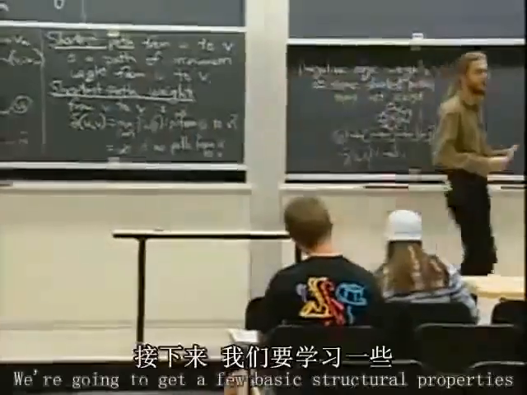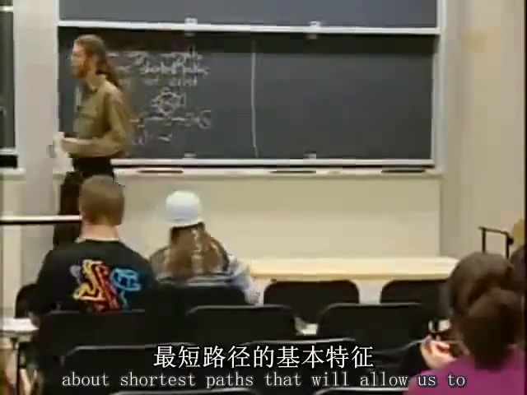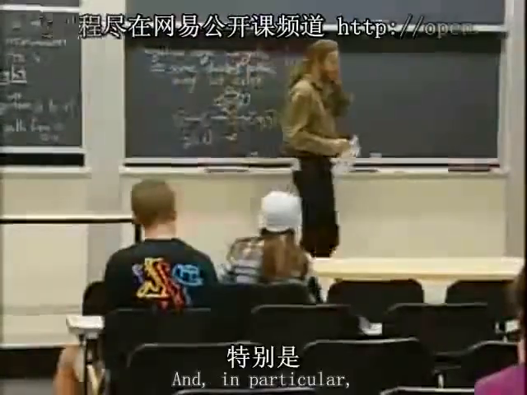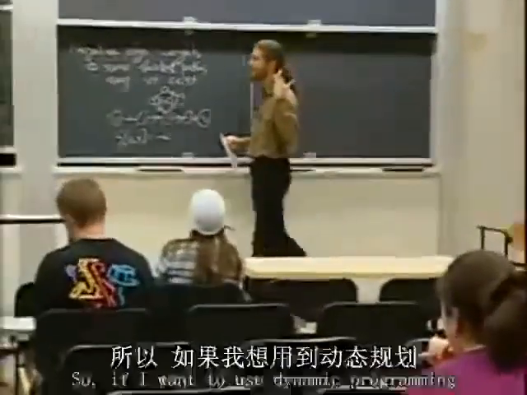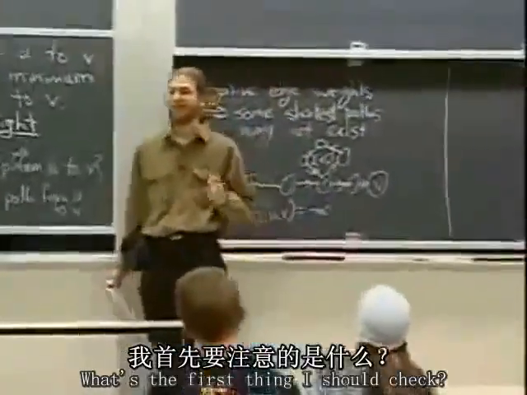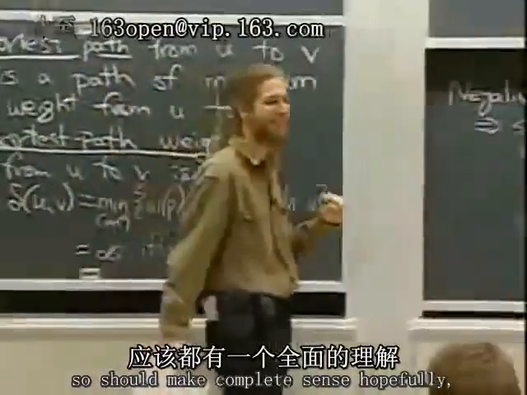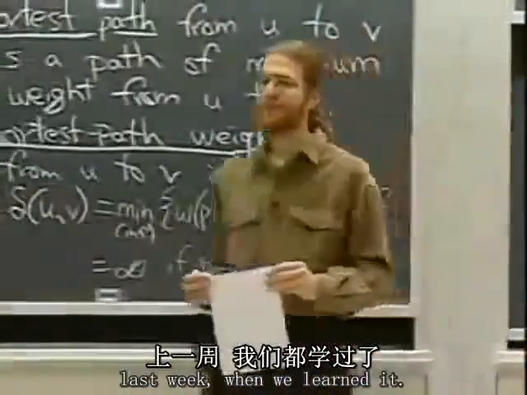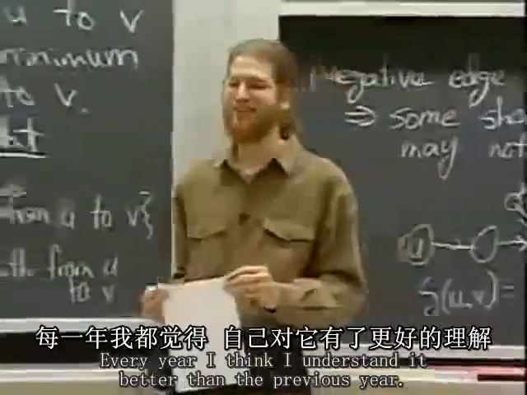Now, we're going to get a few basic structural properties about shortest paths that will allow us to obtain good algorithms for finding these paths when they exist. And in particular, we want to use ideas from dynamic programming. So if I want to use dynamic programming to solve shortest paths, what do I need to establish? What's the first thing I should check? You've all implemented dynamic programming by now, so it should make complete sense. Hopefully. At least more sense than it did last week when we learned it. Dynamic programming is something that grows on you. Every year, I think I understand it better than the previous year.